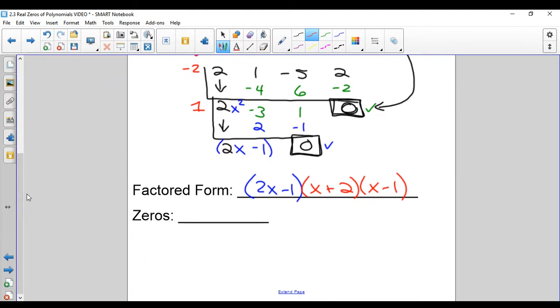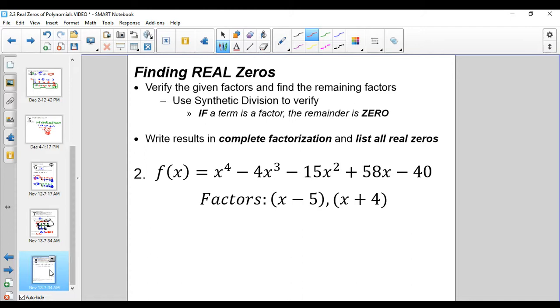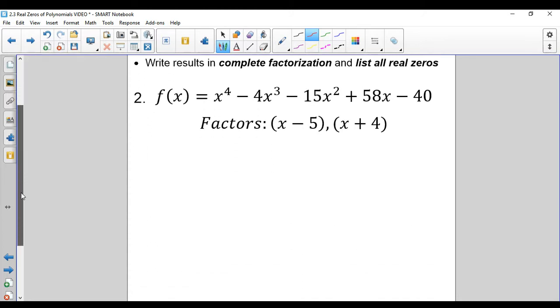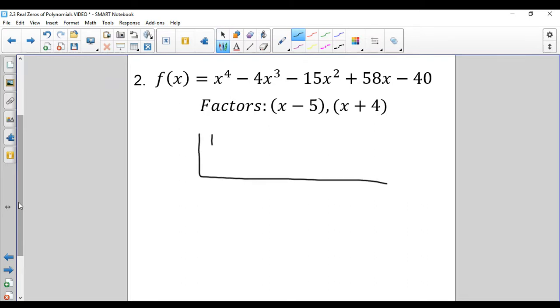Now I need to write my zeros. Well, my zeros are 1/2, -2, and 1, just our solutions. All right. So verify, factored form, zeros. One more. So verify using synthetic division. All right. So we set up our box. We go 1, -4, -15, 58, -40.